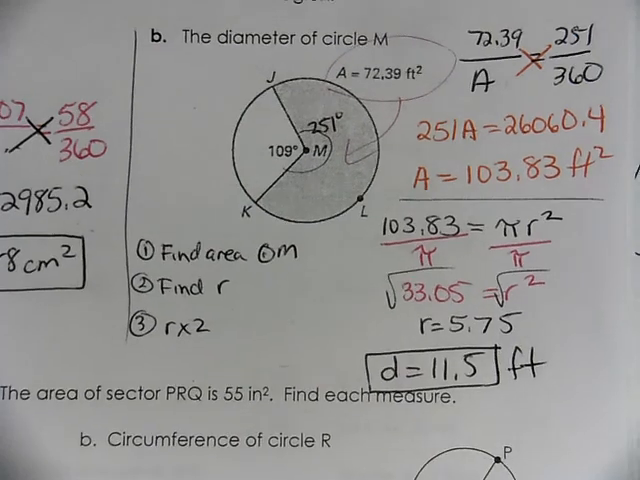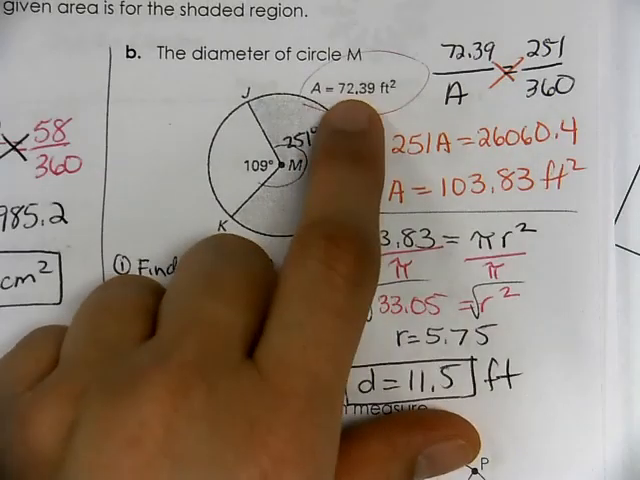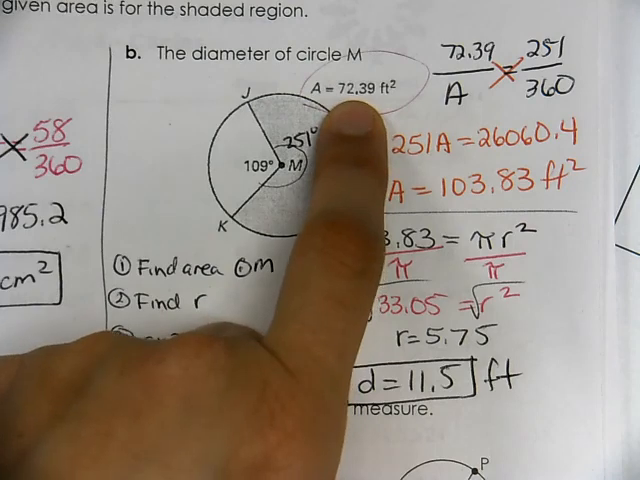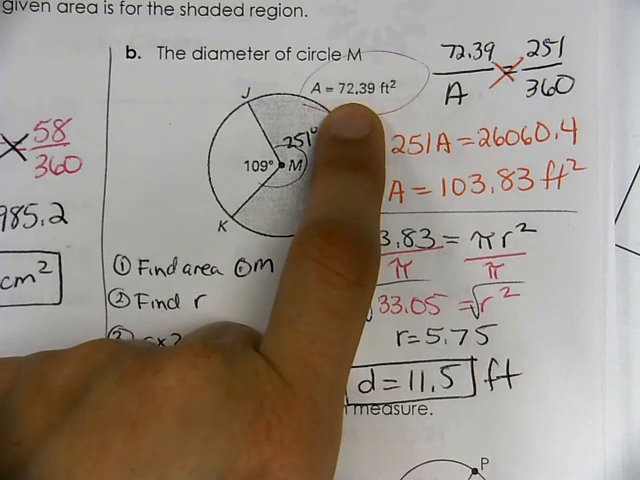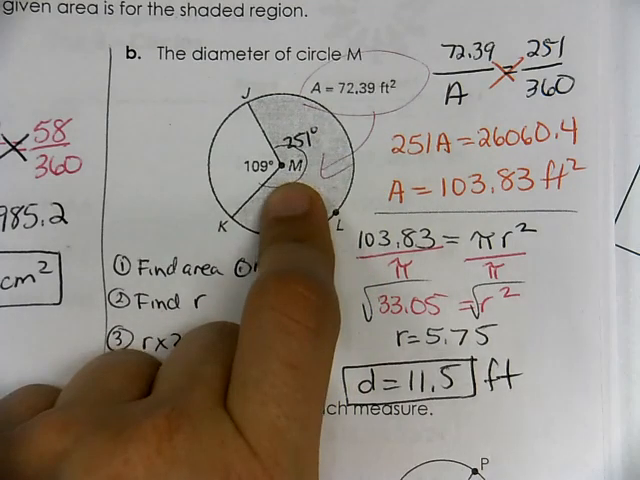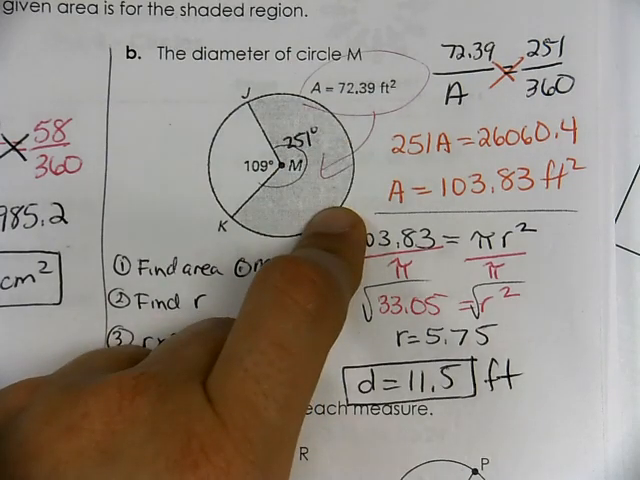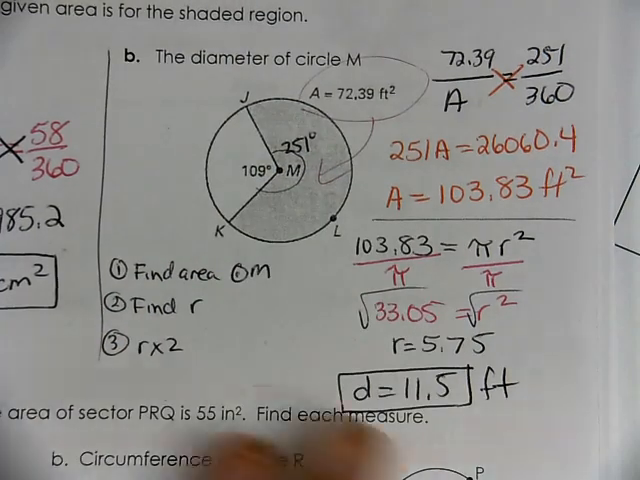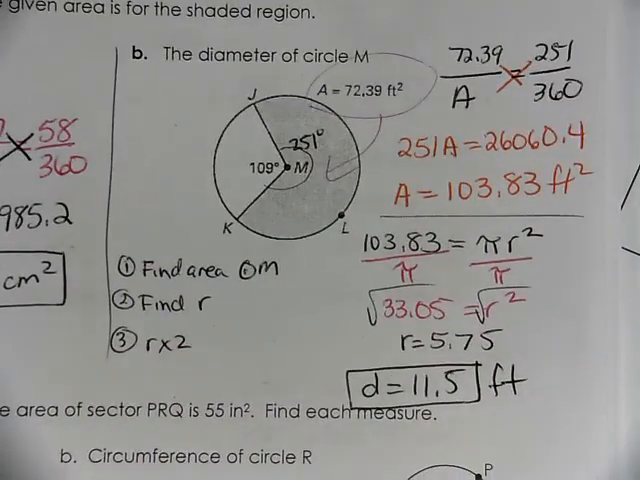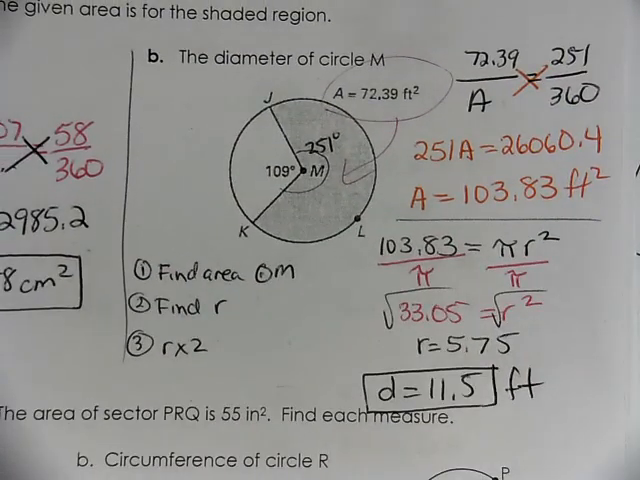What a lot of people end up doing is they make this equal to pi r squared, and they don't do a proportion at all. Remember, if I give you something, it's usually the area of the shaded region. Okay, questions? Example 3 is putting everything together that we've done over the last 2 days.